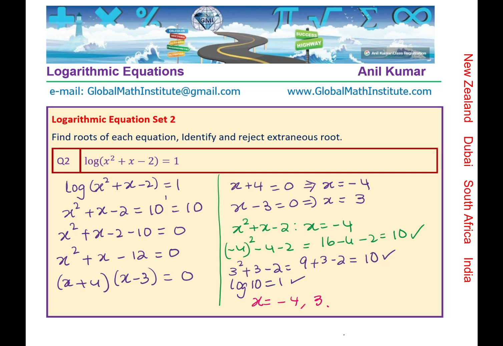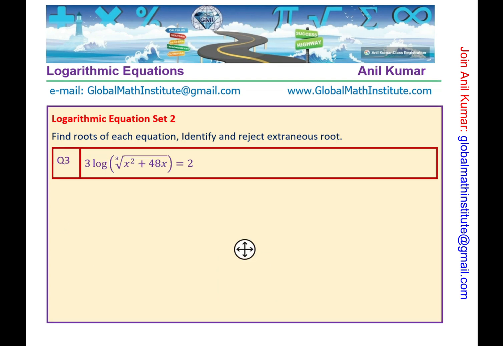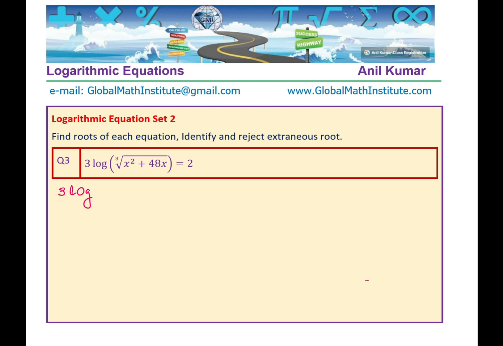I hope the concept is absolutely clear. These two examples, with a quadratic expression as an argument, were perfectly fine without any extraneous root. Now let's take a radical equation, which is 3 log of the cube root of x squared plus 48x equals 2. So let's try to see this equation. We have 3 log of the cube root of x squared plus 48x equals 2.